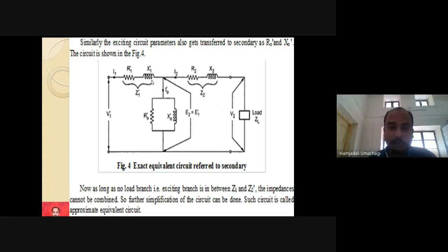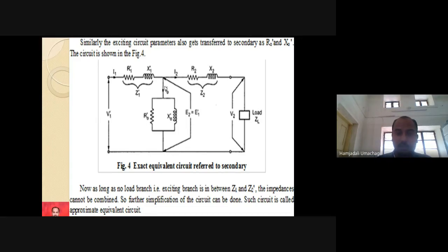But remember one thing: whether you move things from primary to secondary or secondary to primary, the performance is not going to change. Why? Because there is a set of rules that we have to follow. From primary to secondary, R, X, and Z should be multiplied by K square, E should be multiplied by single K, and current should be divided by single K. Similarly, when things are moved from secondary to primary, we have to follow the reverse order.